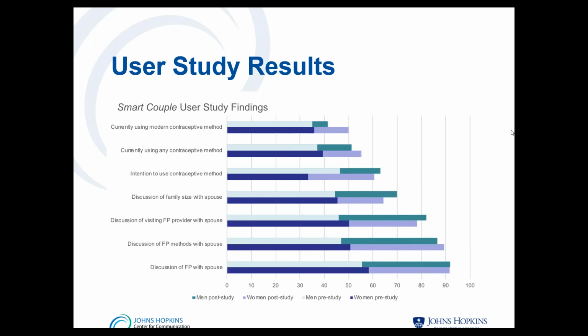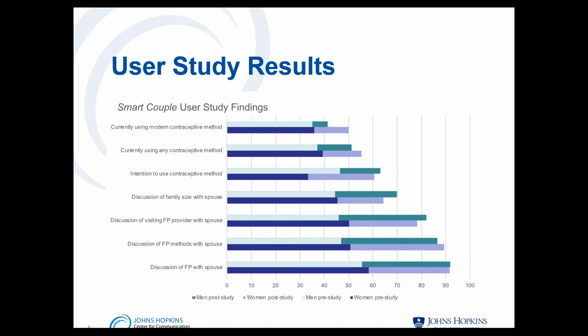And for the Smart Couple user study, 8 of the 9 ideational and behavioral indicators increased significantly between pre and post intervention studies. And overall, exposure to the tool was associated with a significant increase in the score for ideation.